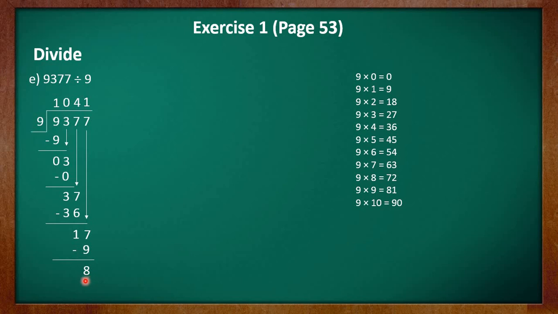Now kids, this 8 is smaller than 9, so we cannot divide 8 by 9, right? And we do not have anything else left in the dividend. So that means we have to stop our division here. So this gives us the final answer as 1,041 as the quotient and 8 as the remainder.